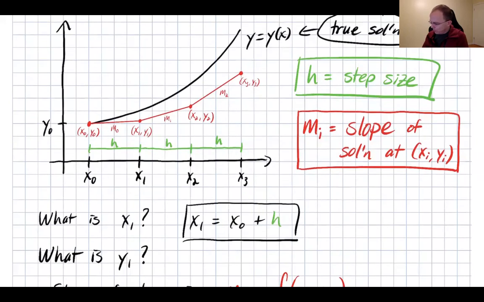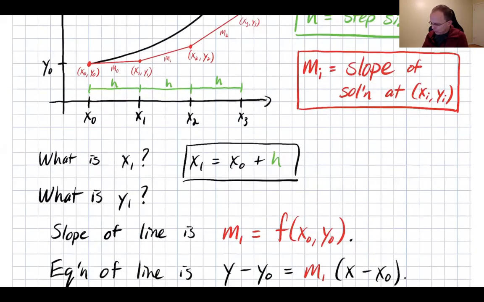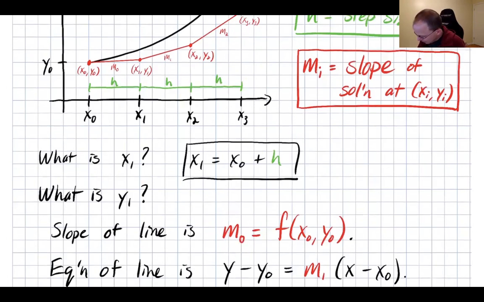Okay, what about y1? Well, for y1, we're going to let m naught be the slope of the solution at this point. So the slope is given by just taking this function, this formula, f of x, y, we plug in x naught, y naught, and that will give us our slope. Oops, this is supposed to be a 0. So that is our slope.